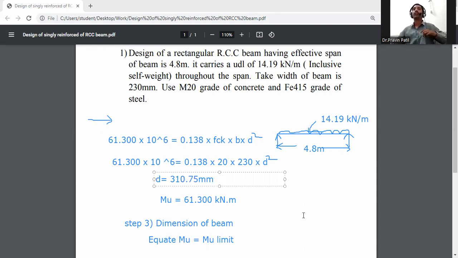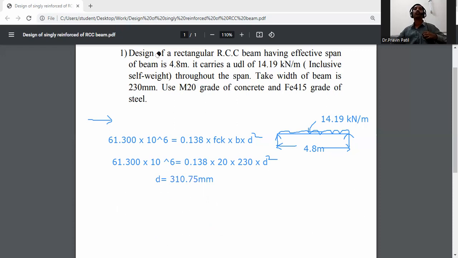The next step, step number 4: area of steel in tension.